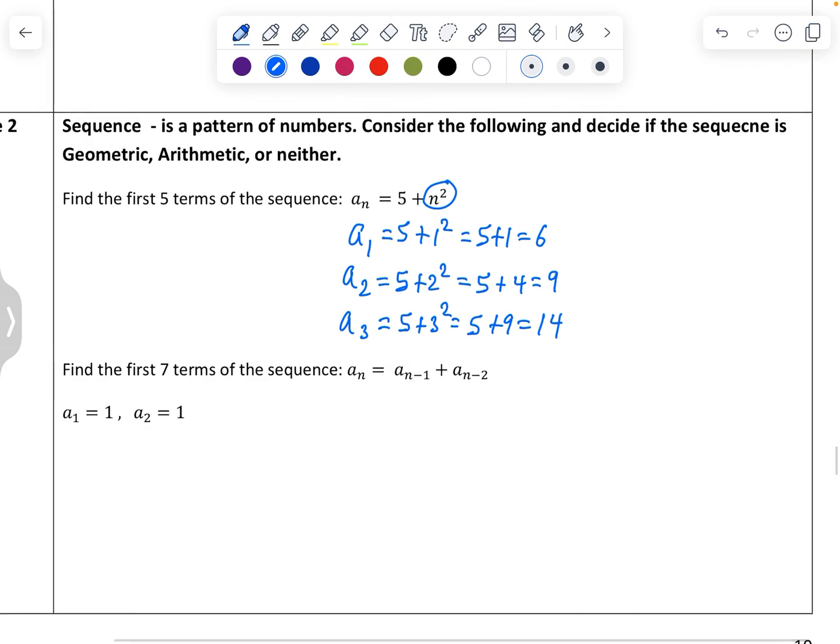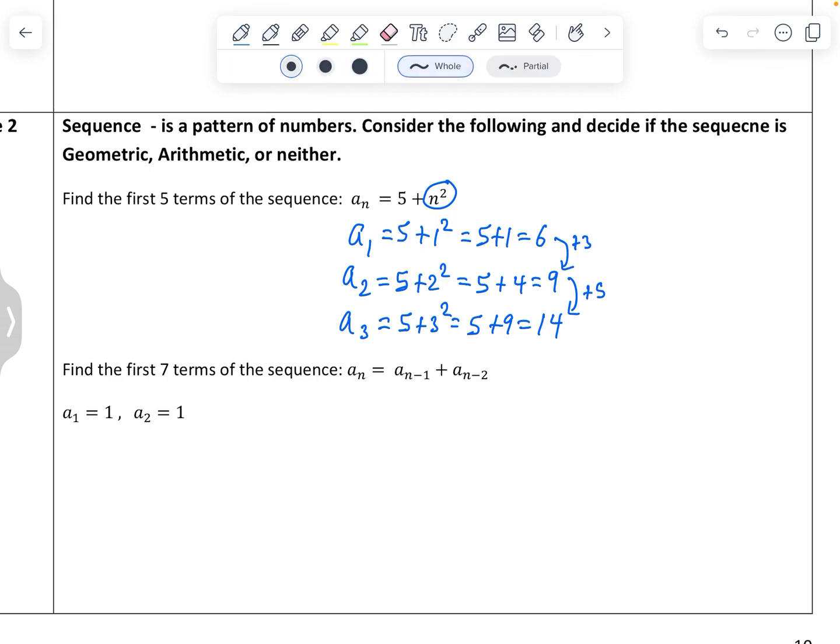And right now we're probably going to notice that the pattern is not consistent. To go from 6 to 9, that's plus 3. To go from 9 to 14, that's plus 5. It doesn't have a consistent pattern that we're either multiplying or adding to. So in this case, it's going to be a neither. It's not geometric or arithmetic. But we'll continue because we want to list out the rest of the terms.